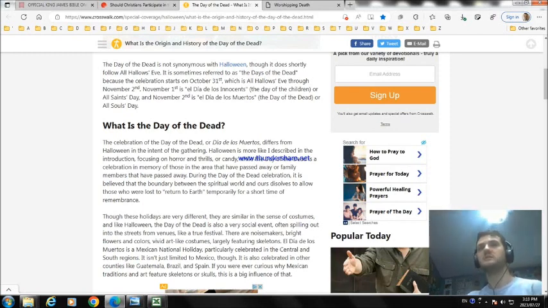What is the Day of the Dead? The celebration of the Day of the Dead, or Dia de los Muertos, differs from Halloween in the manner of gathering. Halloween is more of a celebration focusing on horror and thrills and candy, while the Day of the Dead is about remembering family members that passed away. During the Day of the Dead celebration, it is believed that the boundary between the spiritual world and ours dissolves to allow those who have passed to return to Earth temporarily for a short time of remembrance.